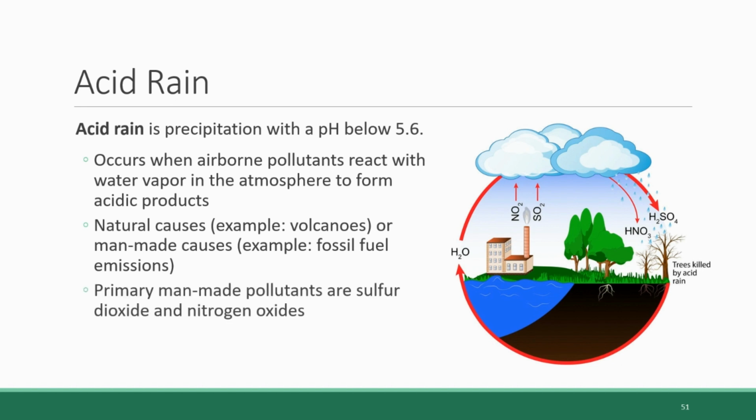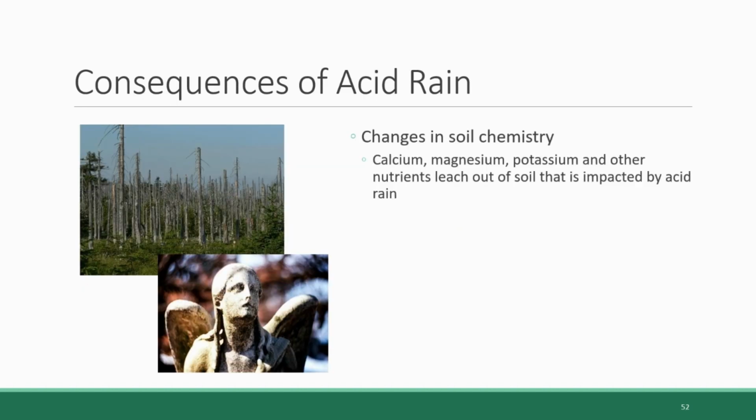In the realm of man-made pollutants, the primary culprits for acid rain are sulfur dioxide and nitrogen oxides, which are two of the criteria pollutants that we talked about previously. And when these interact with water vapor in the atmosphere, they form sulfuric acid, which is H2SO4. You can see that in the illustration at the right, and nitric acid, which is HNO3. And both of these lower the pH of rainfall considerably, and that can lead to a variety of harmful consequences.